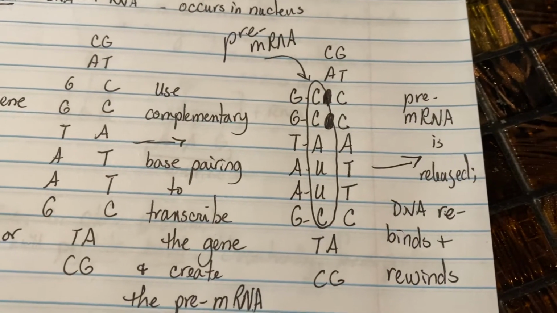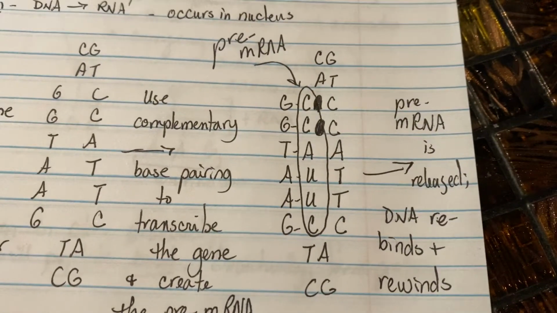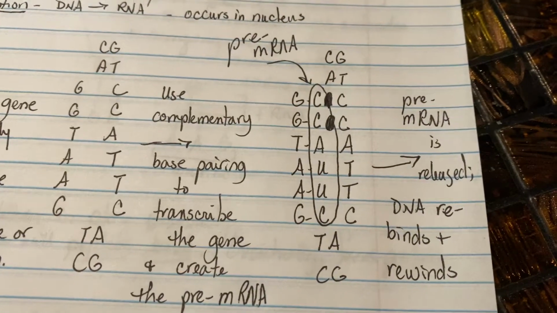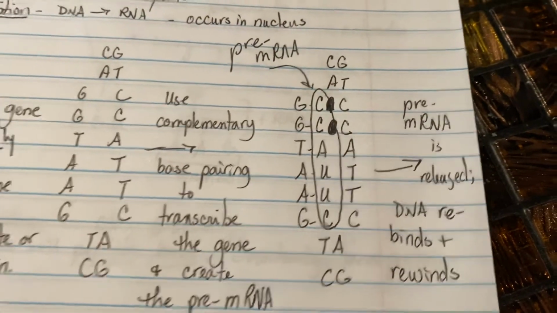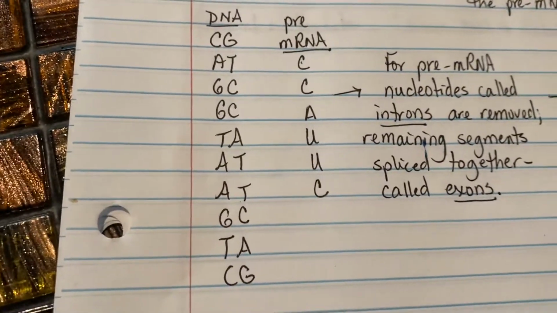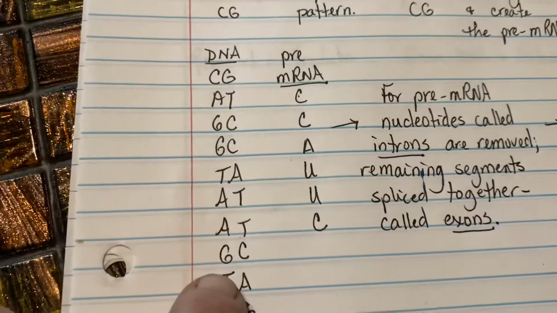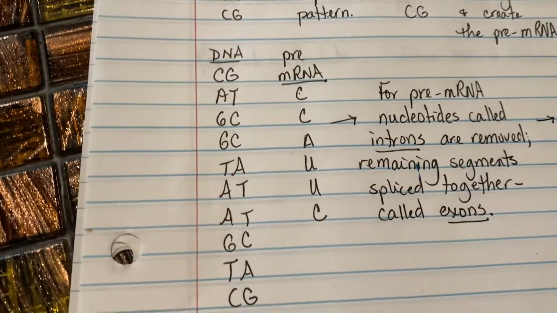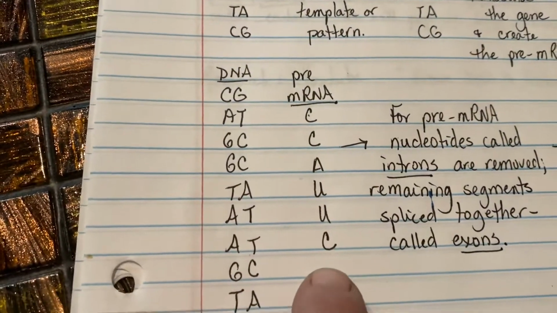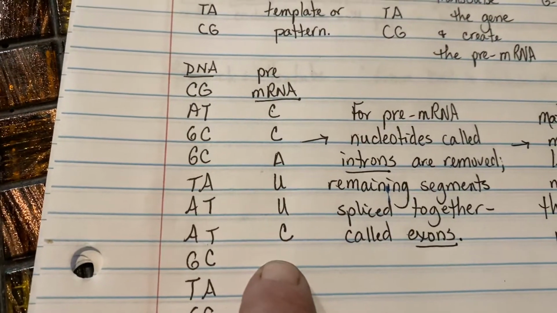And it's going to get released, and our DNA is going to reestablish those hydrogen bonds. It's going to rebind and then rewind. And so then this is what you'll end up with. Your DNA, and notice guys, it has not been changed from the original at all. And here is your pre-messenger RNA.